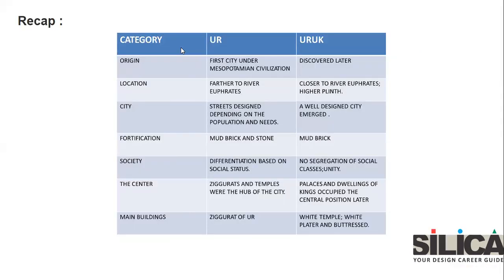So let's have a quick recap. Now talking about two different cities of Mesopotamian civilization, which are very famous cities between the Euphrates and Tigris rivers. First is Ur and the other is Uruk. Ur is the first city under Mesopotamian civilization, while Uruk was discovered later. As for location, Ur is further from the river Euphrates, and Uruk is close to the river Euphrates. Uruk is on a higher plinth and Ur is on a lower plinth.